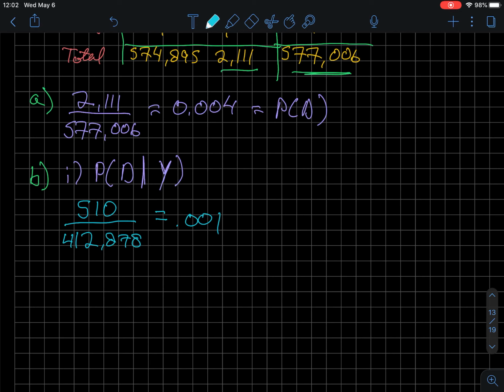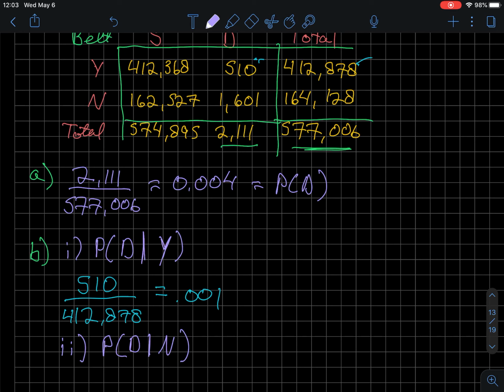So what about part 2? This is asking a different one. It's asking, what is the probability of death given that you did not wear a seatbelt? So it's a different question. We're still looking at dead people, so we'll use a different color. We'll do this orange color. So we're still looking at the death column and did not wear a seatbelt. So we would find here, this is the one that we're looking for. These are people who are dead and did not wear a seatbelt right here.